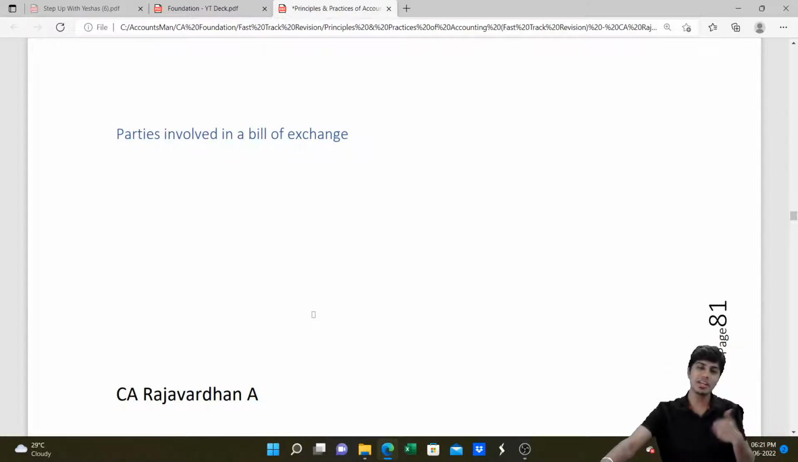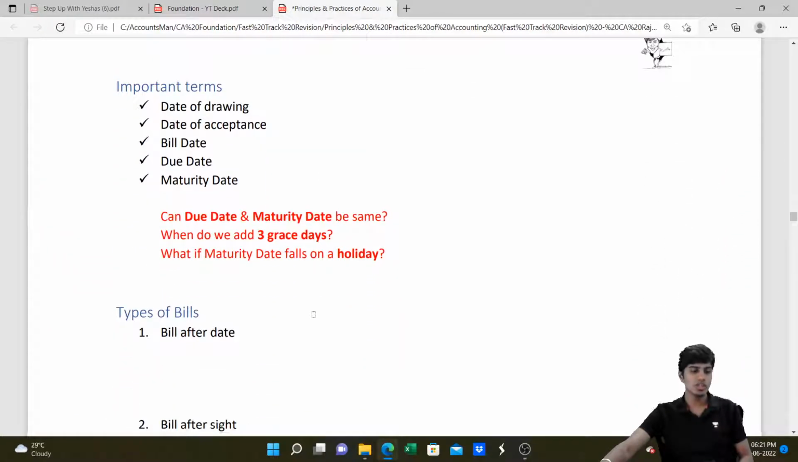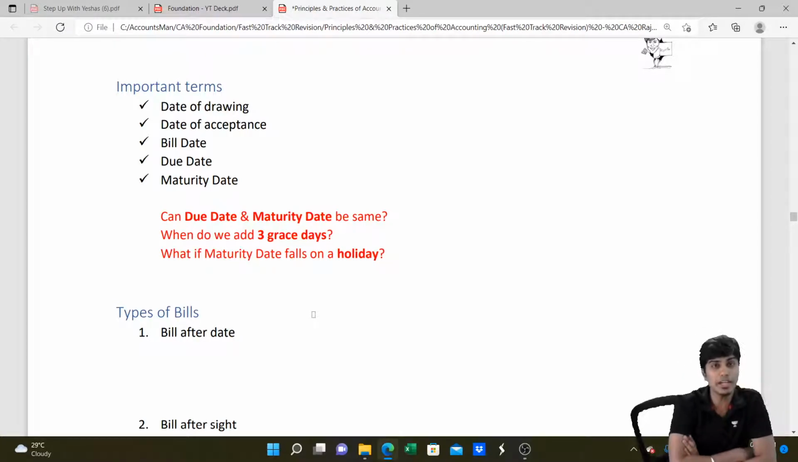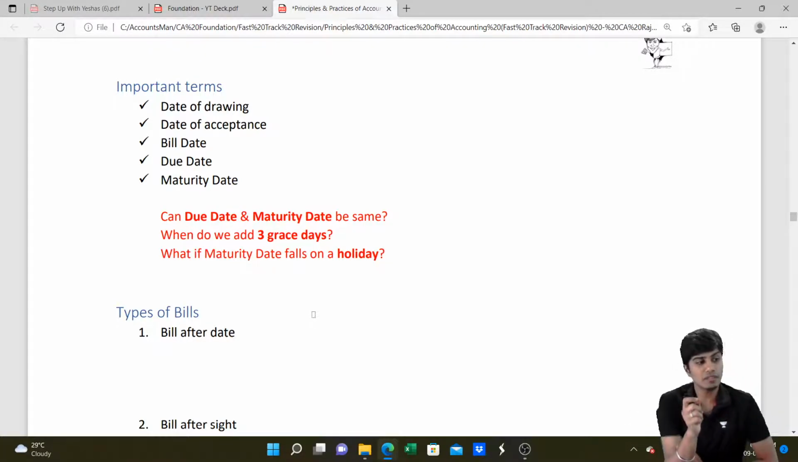I am supposed to receive money. I am the payee. Got it? So there are a lot of important terms. Number one is date of drawing. What do you mean by date of drawing? Date of drawing refers to the date on which I draw this bill on him.